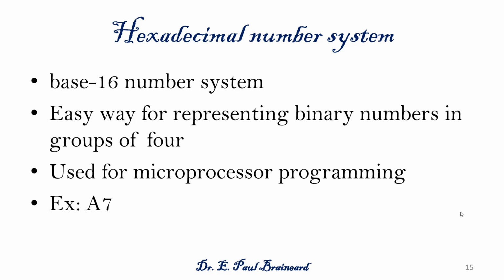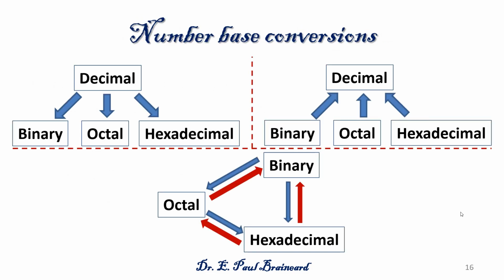Well, so far we have seen decimal, binary, octal and hexadecimal number systems. Now let's look at number conversions from one system to another. First, from decimal to binary, decimal to octal, decimal to hexadecimal, then binary to decimal, octal to decimal, hexadecimal to decimal, and finally among octal, binary and hexadecimal.